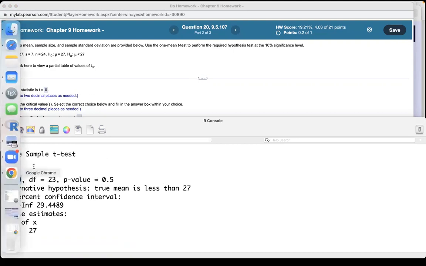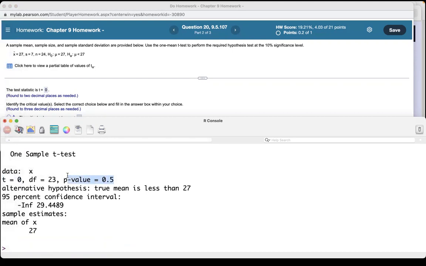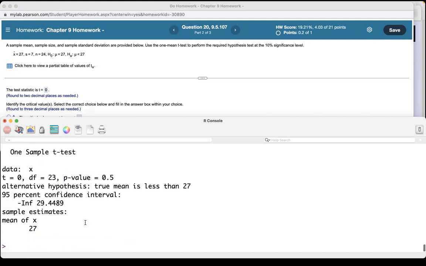So of course our t is 0. Our p-value is 0.5 because our test statistic is exactly on the mean. And so if we want to find the p-value, that would be 0.5. That's just the area to the left of our test statistic in this case.